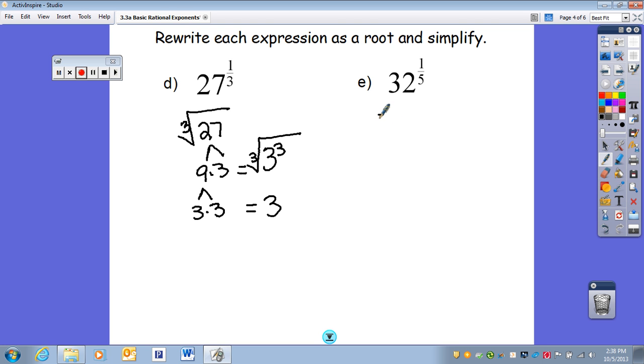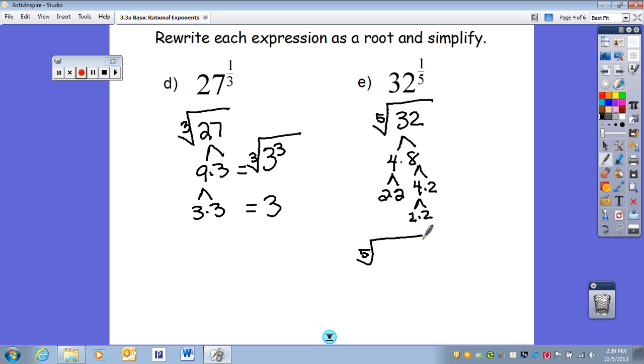32 to the 1/5 power means that we're now going to take the 5th root of 32. So we're going to make a factor tree for 32. 4 times 8 would be one choice, and then break that down to 2 times 2, and 4 times 2, and 2 times 2. So when we rewrite the radical, we're going to have the 5th root, and we want to look for groups of 5, and it happens to be 2 to the 5th power. So remember that those are opposite operations, so our final answer would be 2.